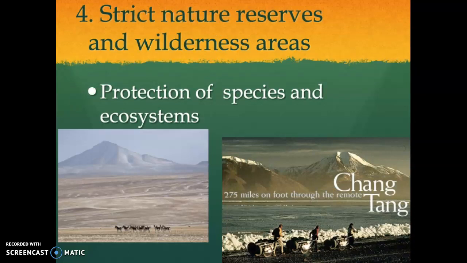We also have this area, for another example, it's a strict nature reserve called the Chang Tang. The Chang Tang is the second largest nature reserve in the world. It is so large and vast that it's about the size of Spain. It's found in Tibet, right where Tibet meets India. So I guess essentially it's a Chinese part of China. It's what's considered a cold desert.